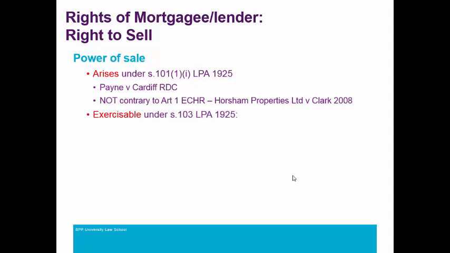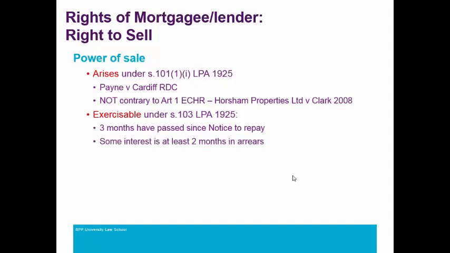So that's when the power arises, basically when the capital has not been paid. It's exercisable when one of the 3 factors in section 103 is present. First of all, if the lender has served notice on the borrower to repay the whole loan and 3 months have passed. Secondly, if some interest is in arrears for at least 2 months. Thirdly, if there's been a breach of another mortgage term, for example breach of covenant to insure or to repair. If the building is falling down through lack of repair, the lender might take the view that it's going to possess and sell to minimise its losses. Once one of those factors is present, then the lender can go ahead and sell.